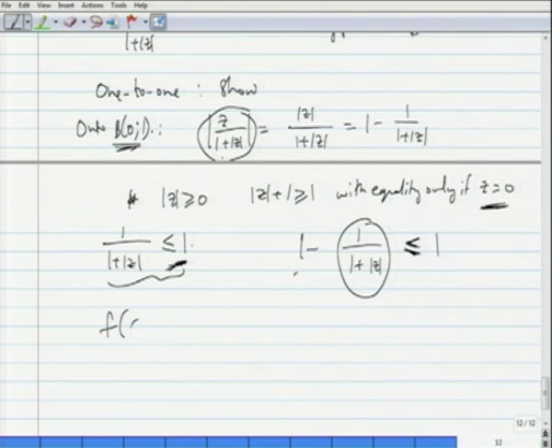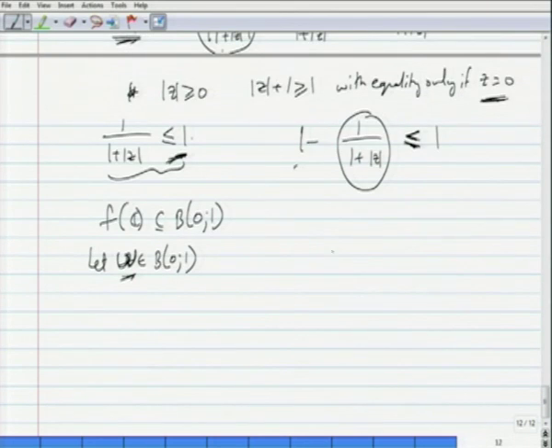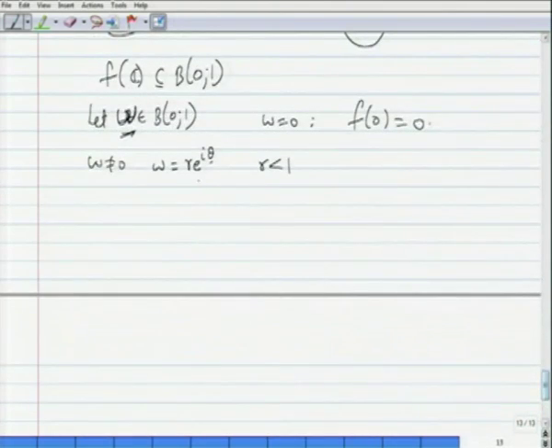I mean, f of C is contained in B(0,1), but is it onto? So, if w is a point in the unit ball, w can be 0, in which case f(0) we know is 0. So, w is in the image of f. If w is non-zero, it can be written as w = r e^{iθ}, where we know that r is strictly less than 1, and θ is a particular real number corresponding to the argument of w.